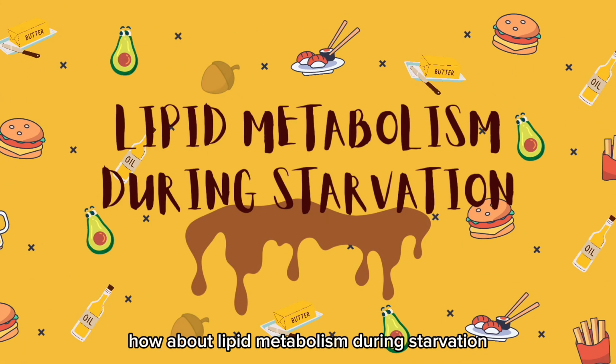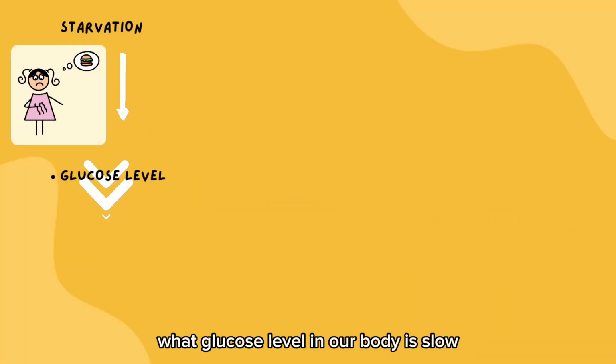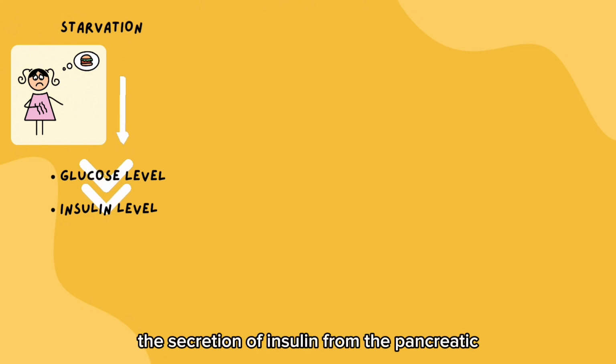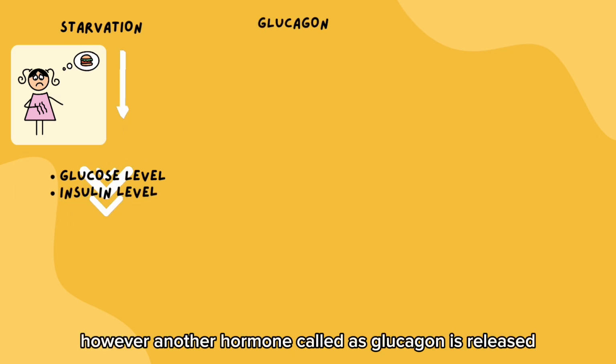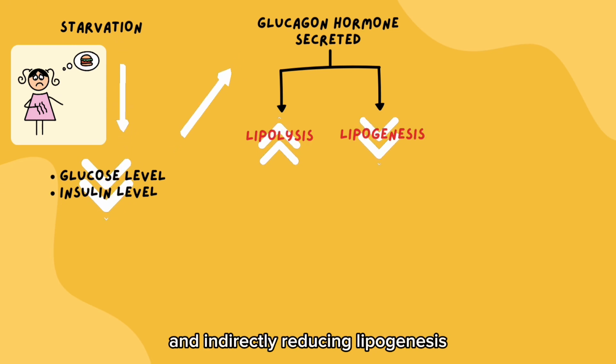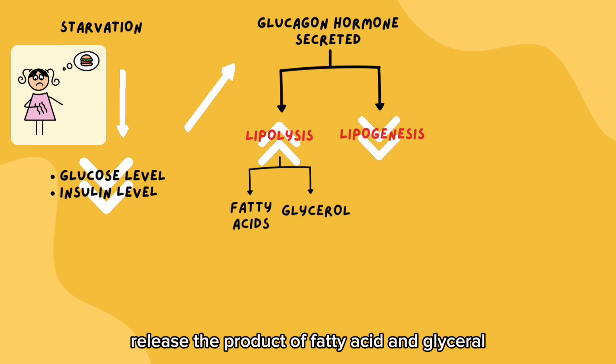How about lipid metabolism during starvation? During starvation, blood glucose level in our body is low. In response to low blood glucose level, the secretion of insulin from the pancreatic cells also decrease. However, another hormone called as glucagon is released. Glucagon triggers lipolysis and indirectly reducing lipogenesis. Lipolysis process releases a product of fatty acid and glycerol.